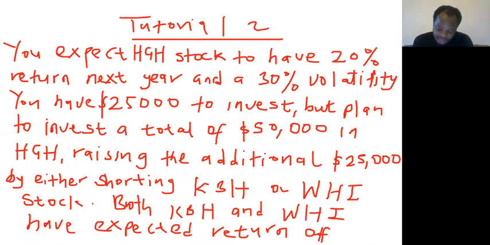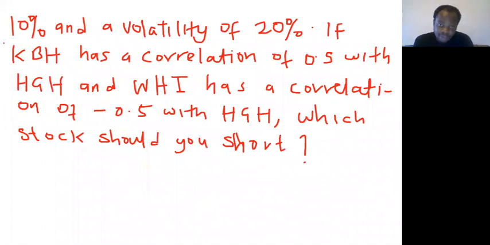Both KBH and WHI have an expected return of 10% and a volatility of 20%. If KBH has a correlation of 0.5 with AGH and WHI has a correlation of negative 0.5 with AGH, which stock should you short? Okay, so let's solve this.